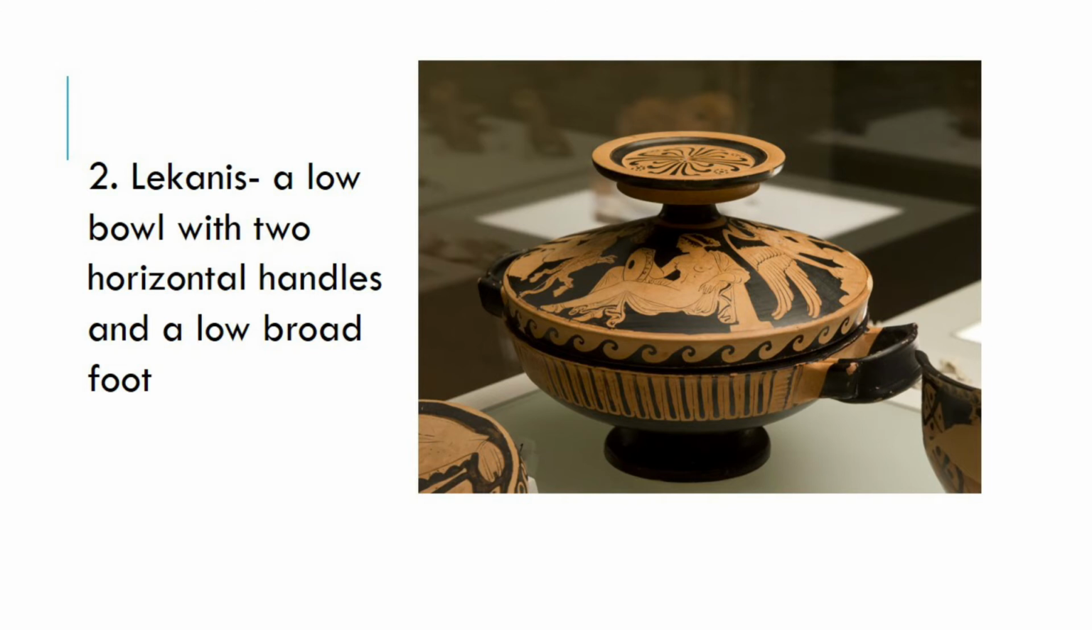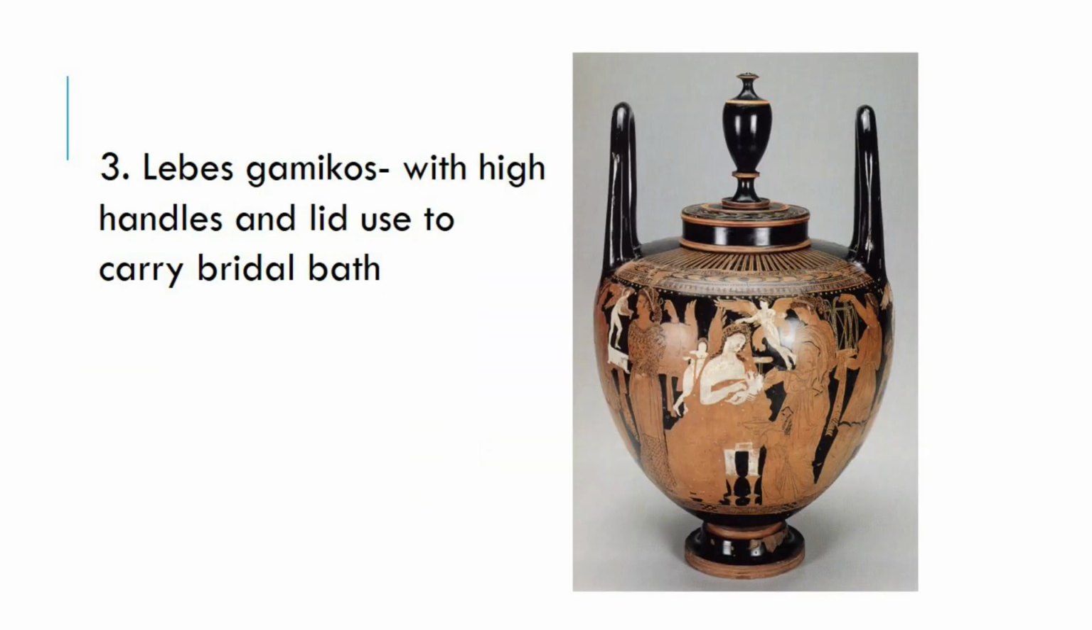Next is the lekanis. It is not like a common vase because it is a low bowl with horizontal handles. Next is the lebes gamikos. This lebes gamikos has high handles. As you can see in the picture, its handles are tall. And the lid is used to carry the bridal bath.